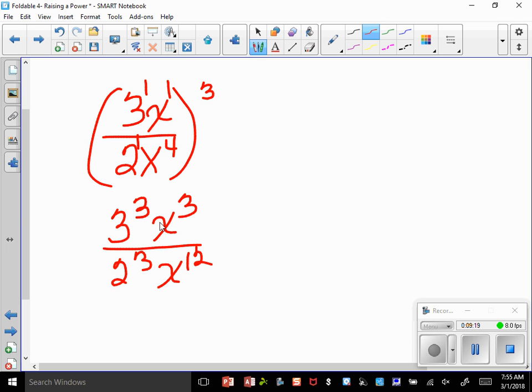Okay, so obviously I have to say what 3 to the 3rd power is. What is 3 to the 3rd? 3 times 3 is 9. 9 times 3 is 27. And then I'm going to do 2 times 2 is 4. 4 times 2 is 8.